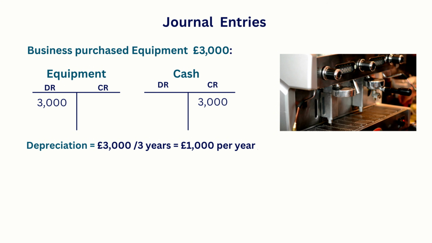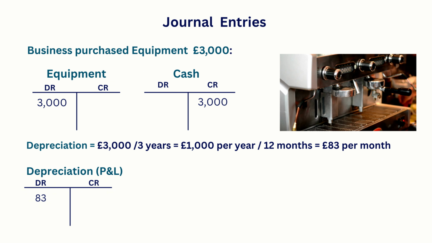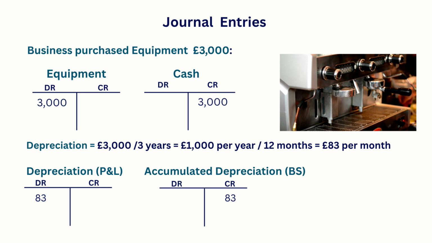This is called depreciation. Let's say the equipment lasts 3 years. That means £1,000 per year, about £83 per month. It means this month we used part of the equipment. Now let's record it. First, we recognise an expense because we used part of the asset. So we record depreciation expense on the debit side. Second, the value of the equipment reduces, so asset value decreases. We post it to accumulated depreciation on credit side in the balance sheet. And this is a key idea. Depreciation is not about cash, it's about reflecting usage and true profit.